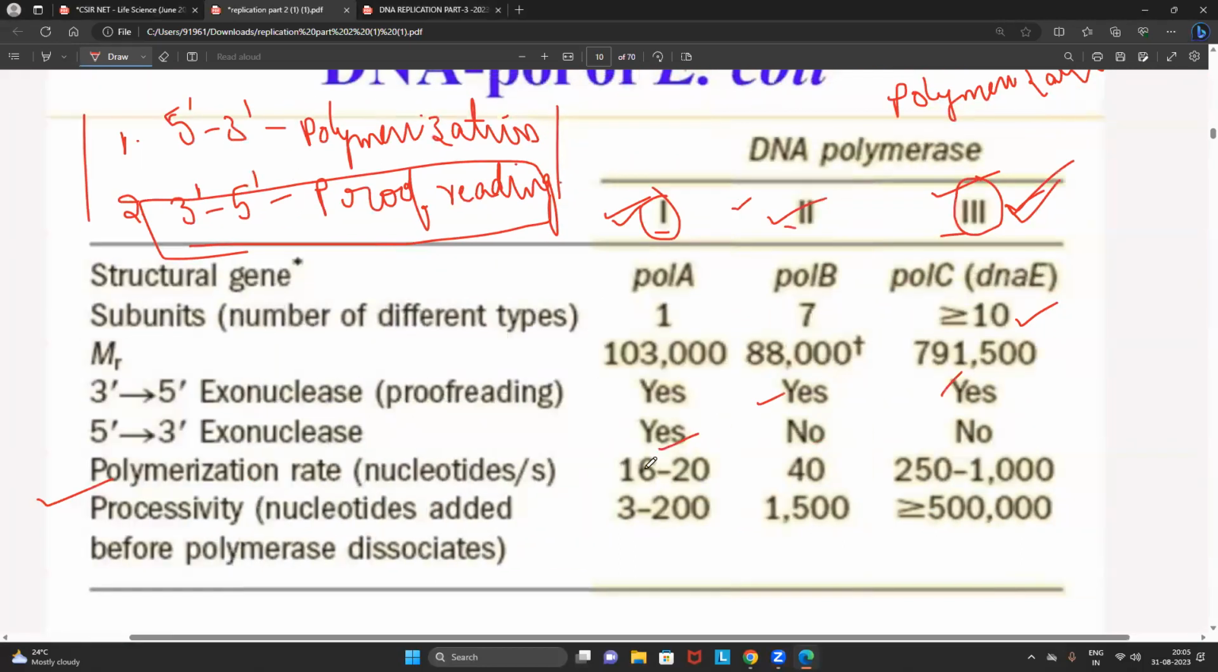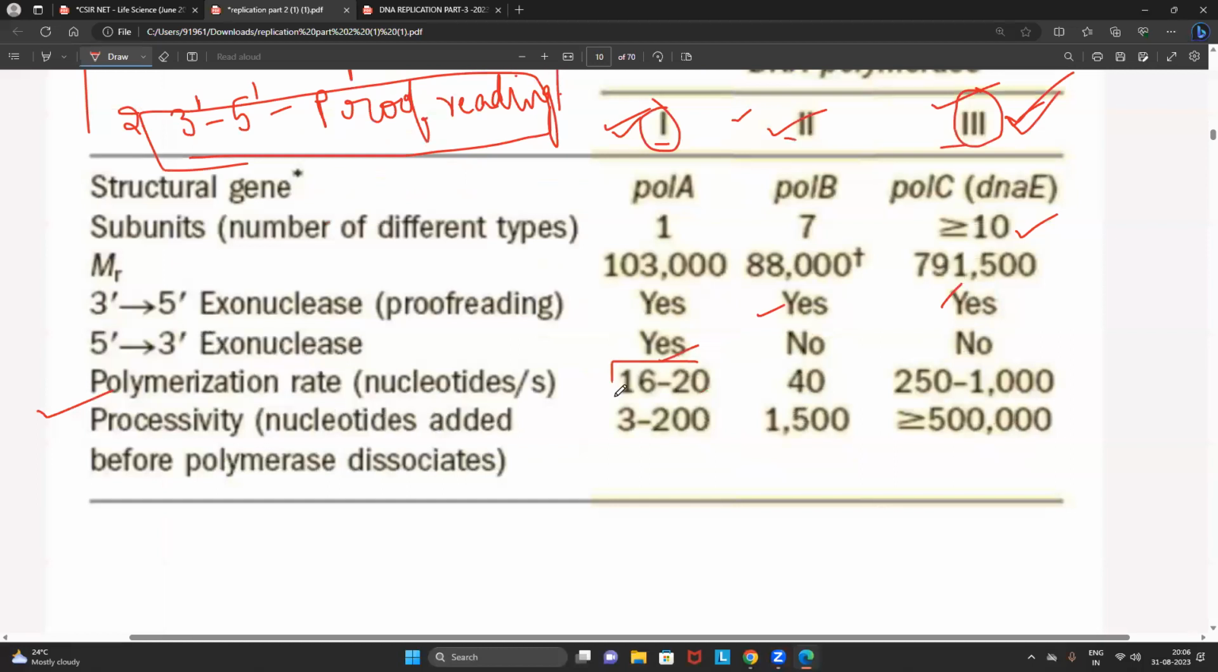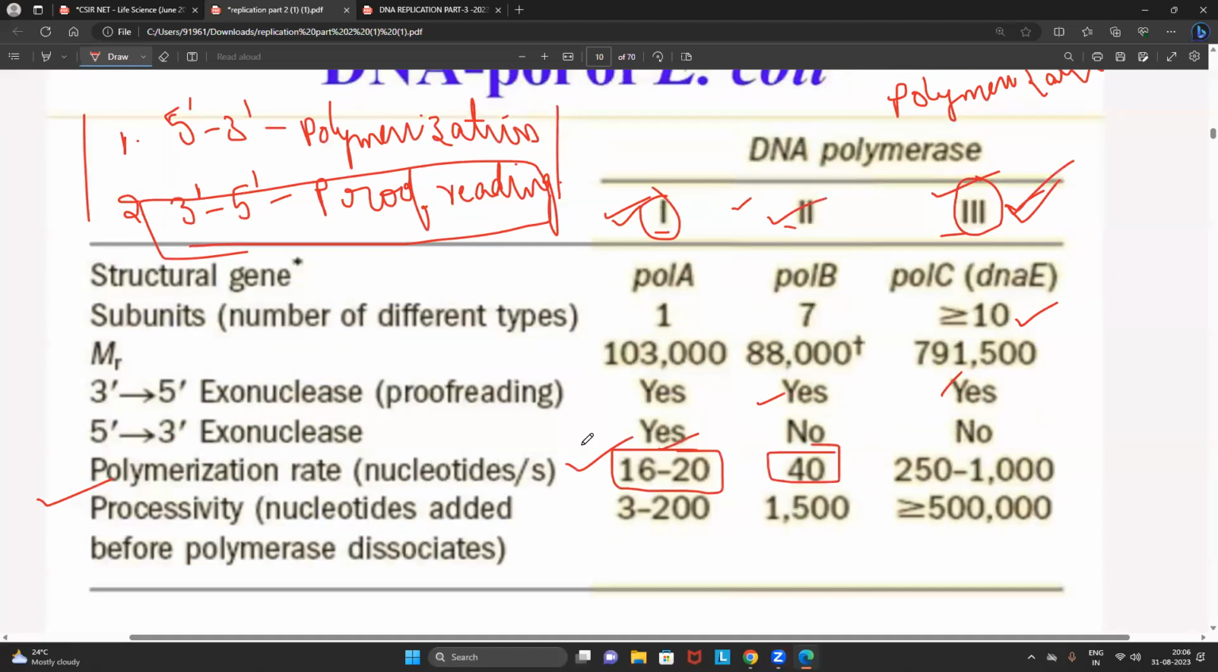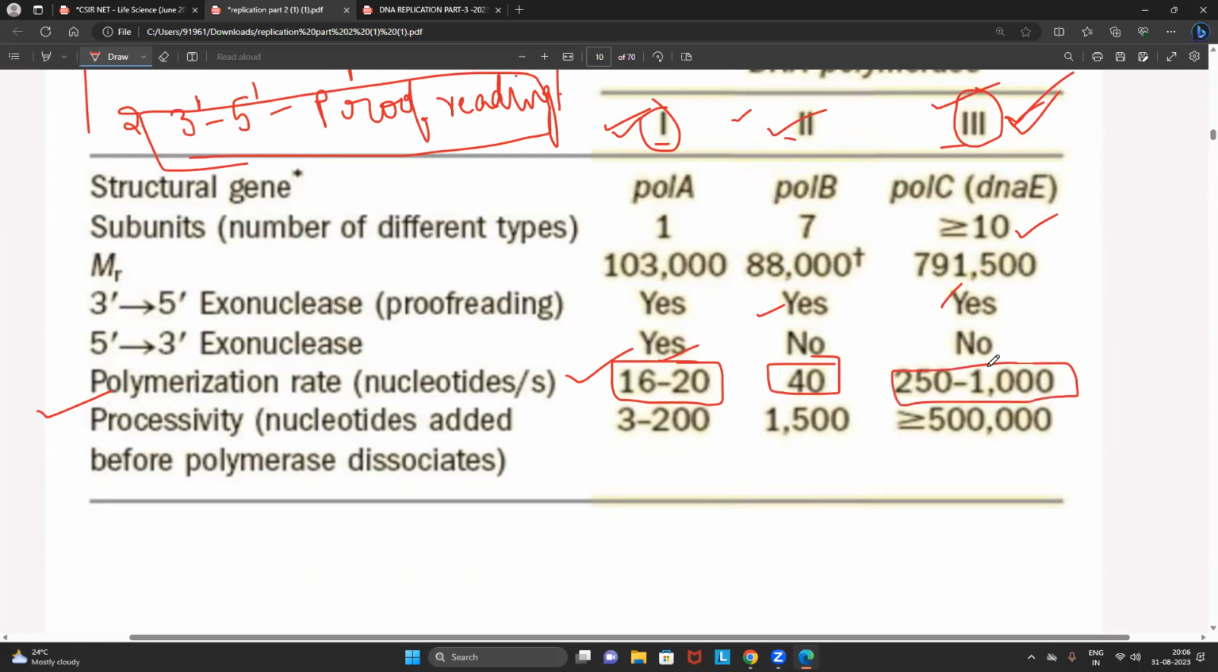Polymerase 1, before it gets dissociated, listen everyone, will add 16 to 20 nucleotides in a single second. And polymerase 2 will add 40 nucleotides in a single second. But you see this, polymerase 3 can add up to 1,000 nucleotides very easily, friends. That's an important and unique statement. And the major reason is processivity.